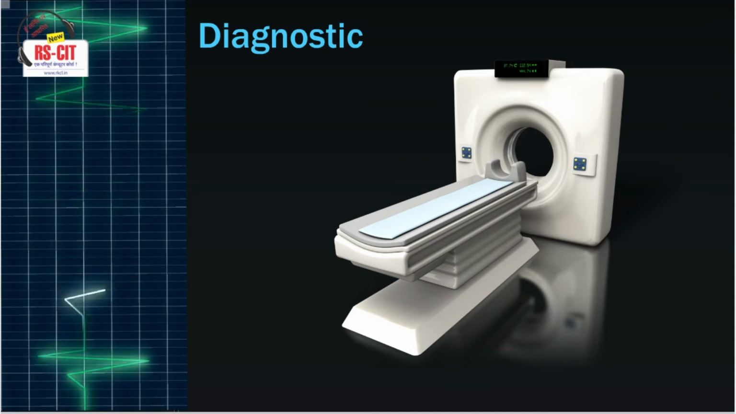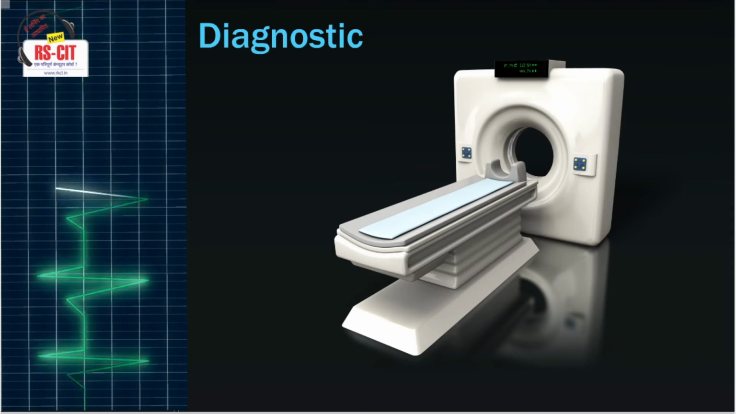Magnetic resonance imaging, more commonly known as MRI, is the process of using powerful magnetic fields to map the patient's internal structure and activity. MRI is used to produce detailed images of soft tissues in the body without using radiation.